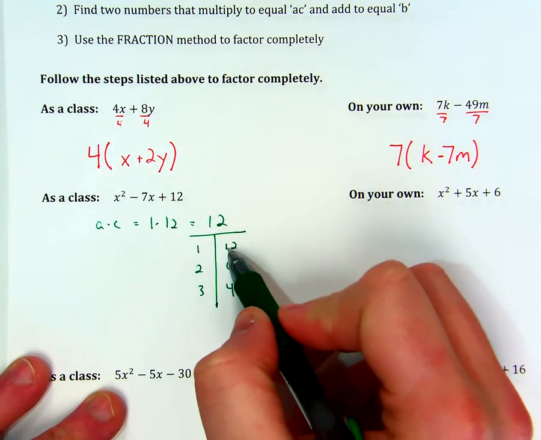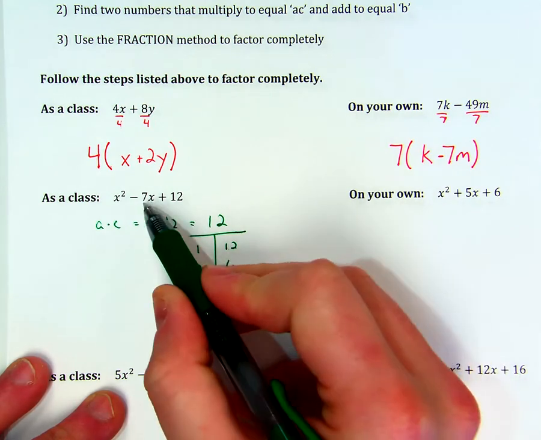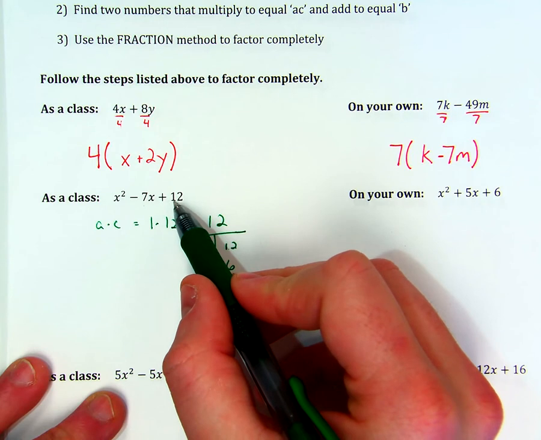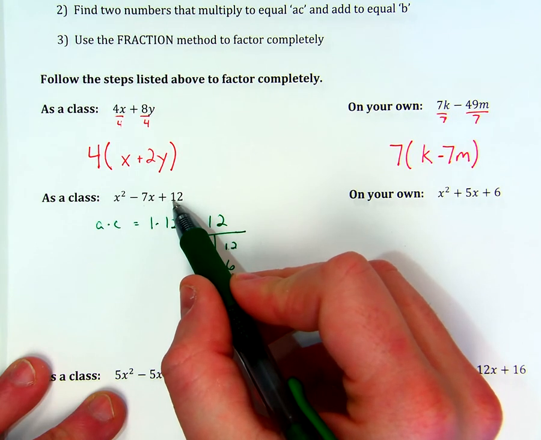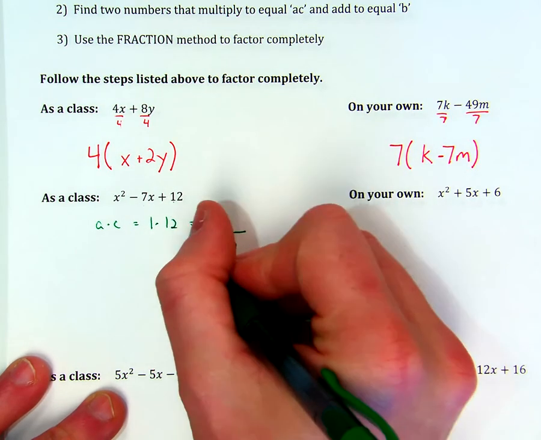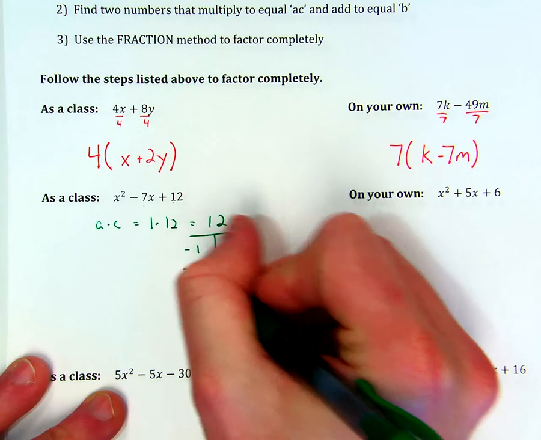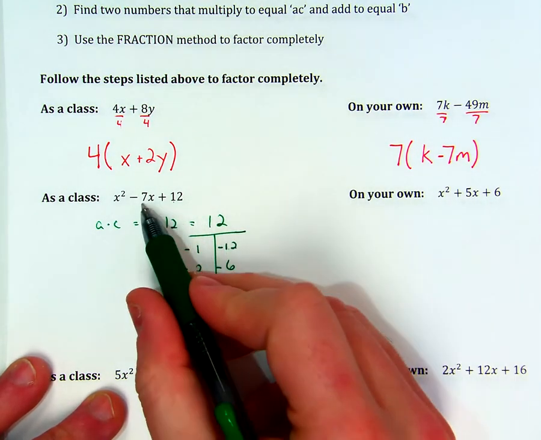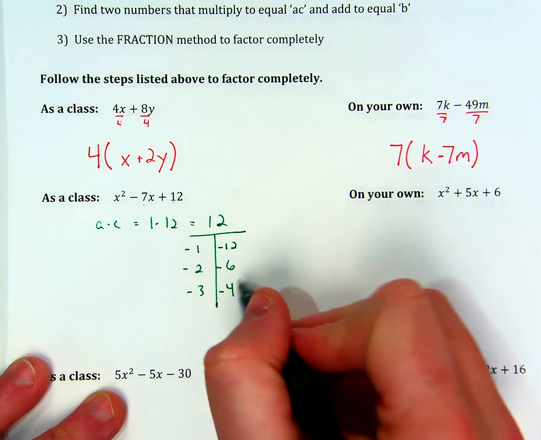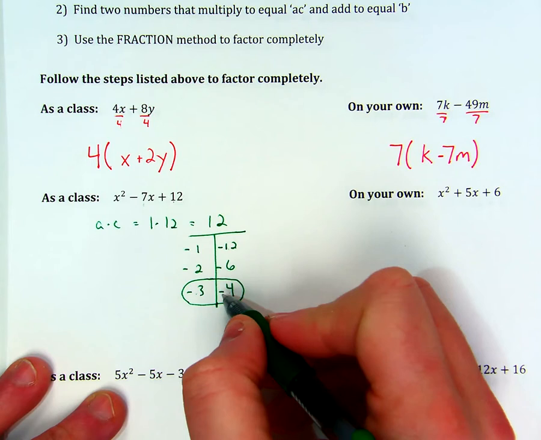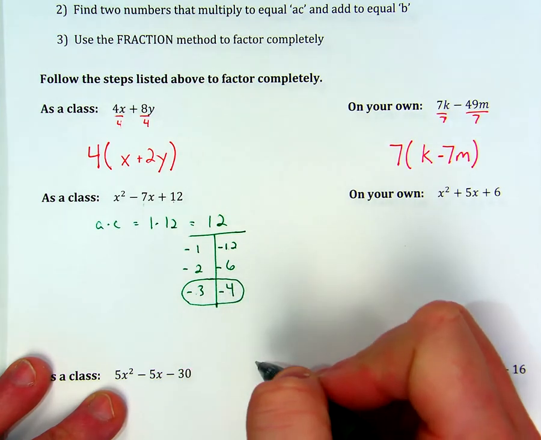Now I want two factor pairs that add to b. In this case, b is negative 7. Because my 12 is a positive 12, I know that both terms I multiply must have the same sign. Because they have to add to a negative, I know that that sign is a negative. So I need to go through and make both parts of each pair negative. Now, we're looking for which pair adds to negative 7. The winner is negative 3 and negative 4, because negative 3 plus negative 4 is negative 7.